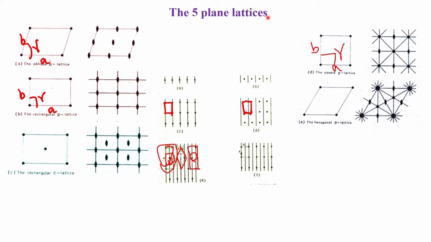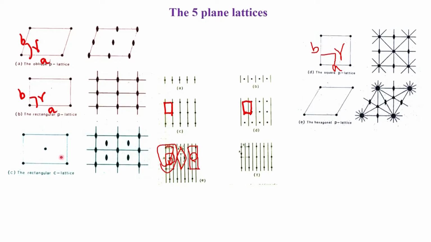So, what we have learnt in this particular set of discussion is that there are 5 plane lattices: the oblique P lattice, the rectangular P lattice, C lattice. So, we have an additional lattice with a centering which is associated with the rectangular lattice. We also have the square lattice and the hexagonal lattice.